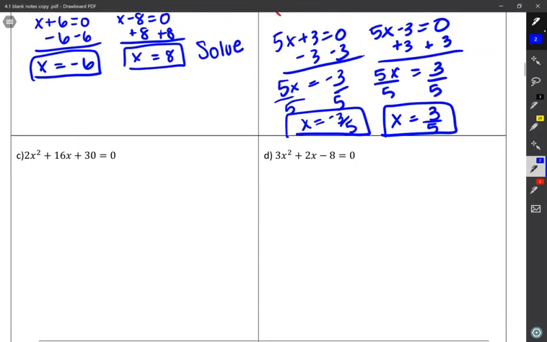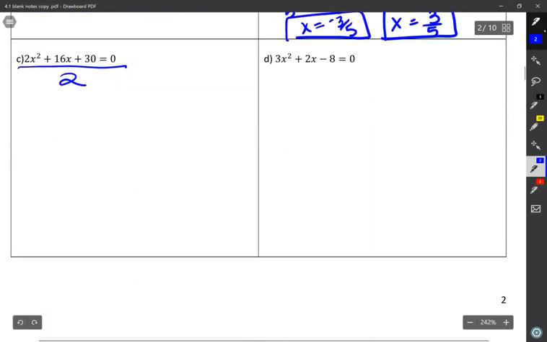This one's a little bit different because you should notice it has that leading coefficient. As soon as it has that leading coefficient, it's going to be a little bit harder. So the first thing you always want to see is, can you factor something out? And luckily for us, we actually can. So everything is divisible by 2. So go ahead and divide that by 2. Make your numbers a little bit easier.